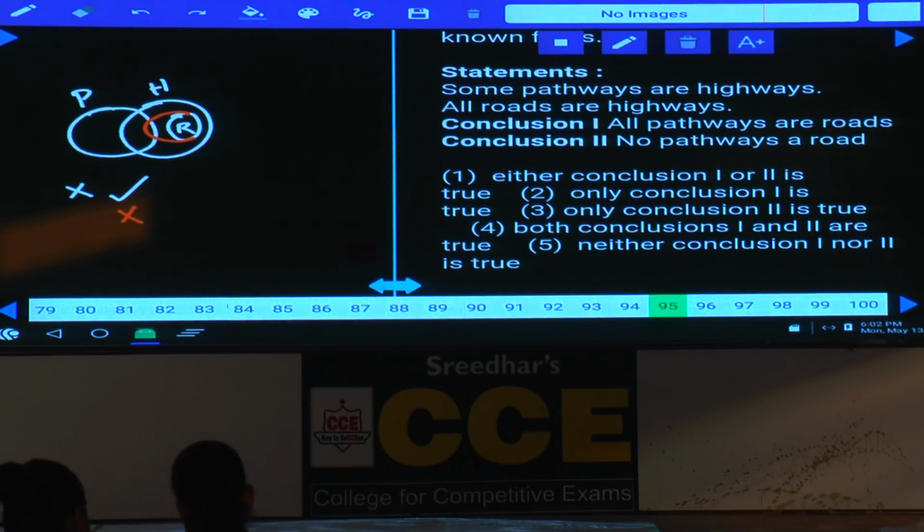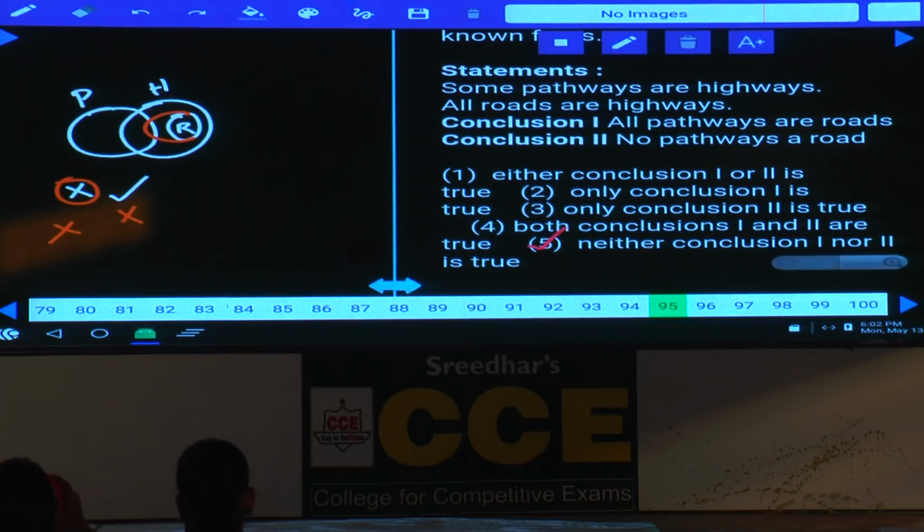As the previous negative conclusion is true, then we need to check the first one. But the first one is also false here. Only some paths are roads is true, but it is not all. Hence neither 1 nor 2, choice 5 is the answer. Now question number 95, choice 2.